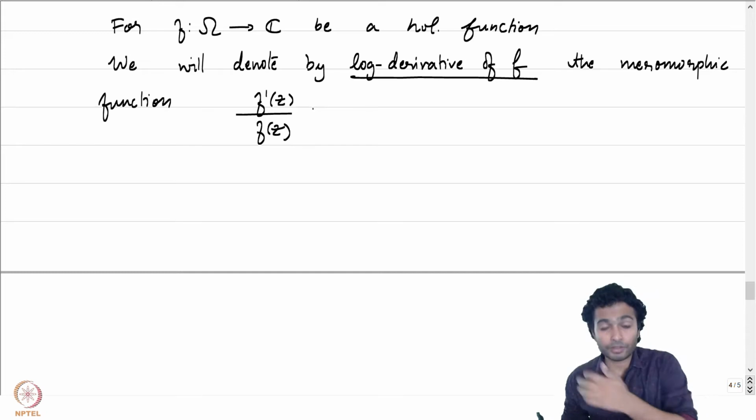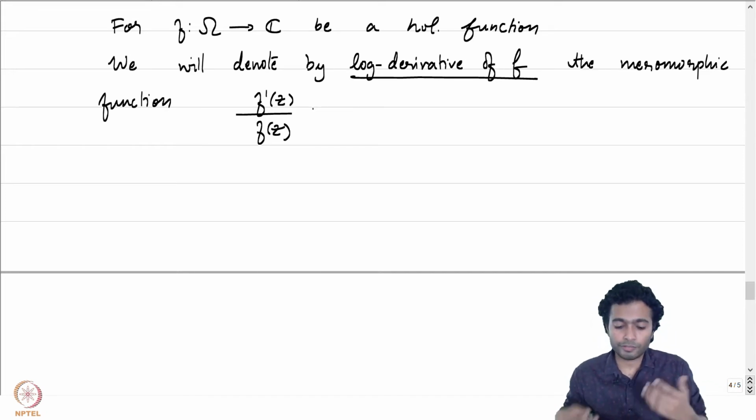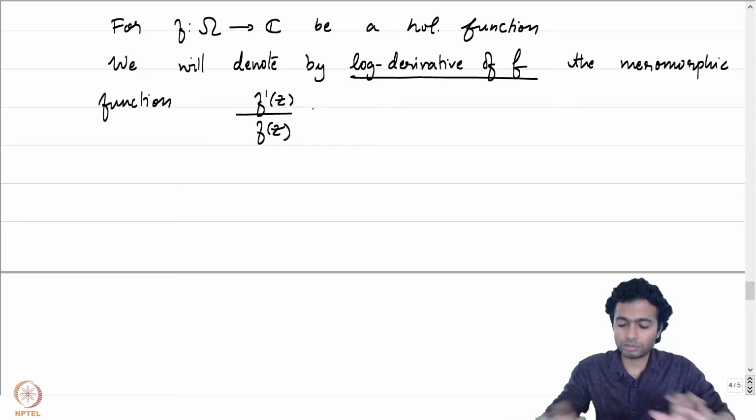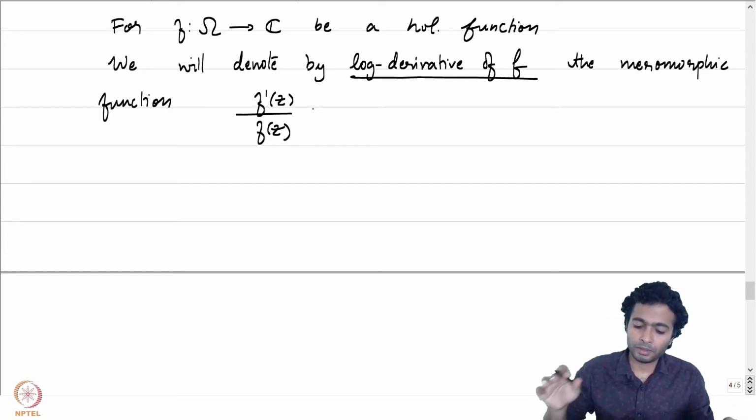So, notice that away from the zeros of f, this makes perfect sense. This is going to be a holomorphic function away from the zeros of f, and because the zeros are discrete, at zeros it is going to have poles, hence this is a meromorphic function on omega.